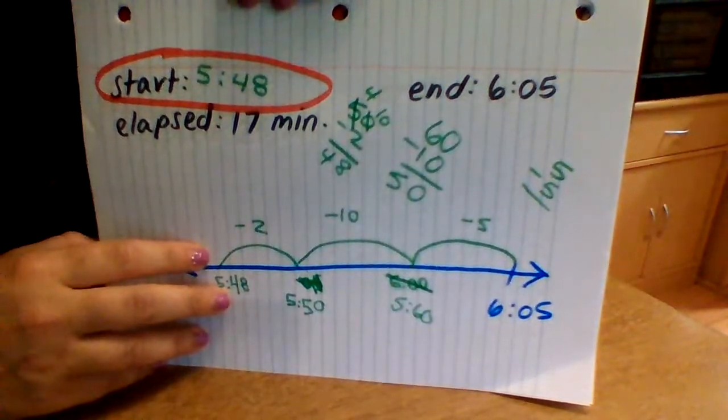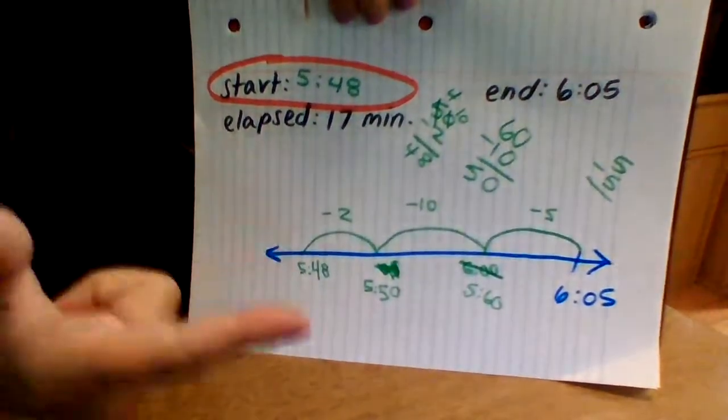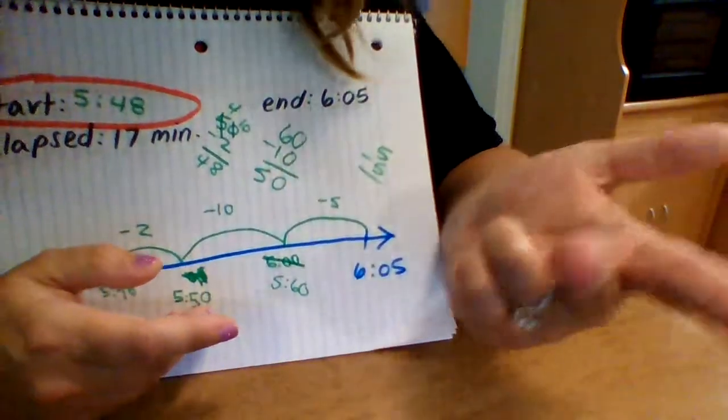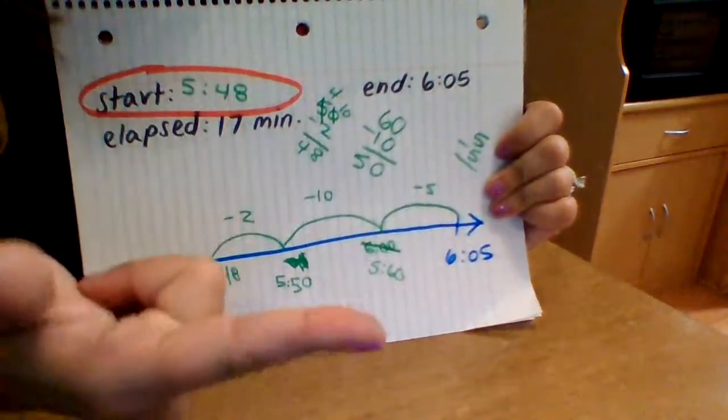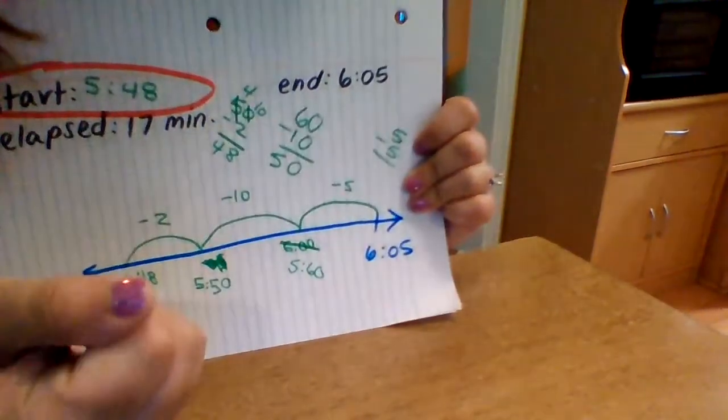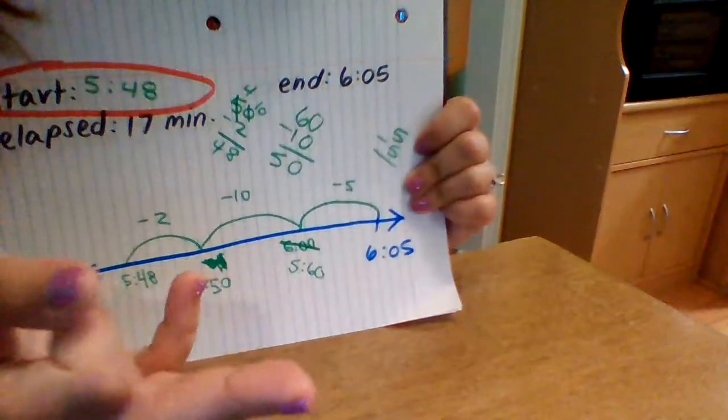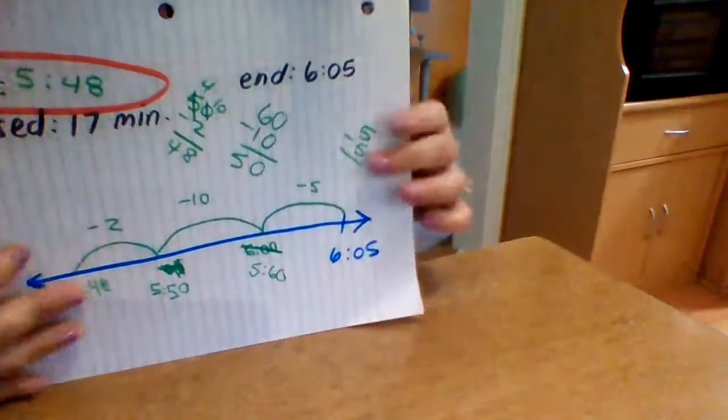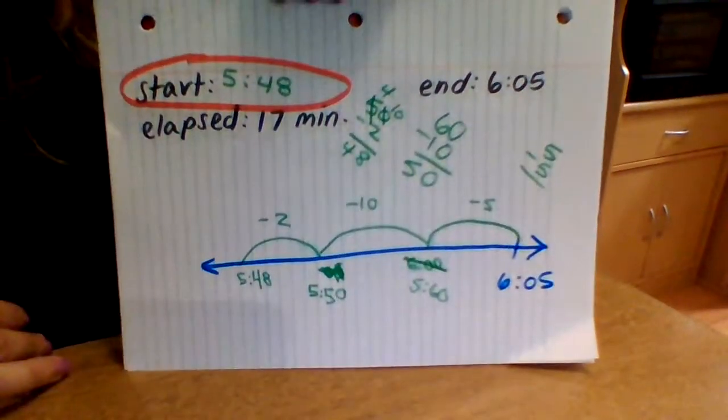48 and 17. Okay, 48, 49, 50, 51, 52, 53, 54, 55, 56, 57, 58, 59, 60. Then the hour changes to 6 o'clock. 6:01, 6:02, 6:03, 6:04, 6:05. Yeah, that works. Makes sense.